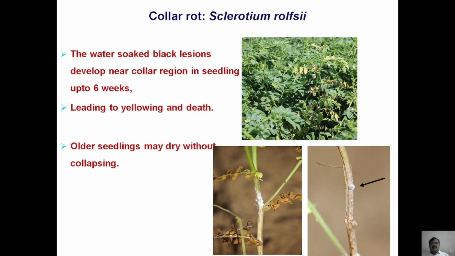Next important disease is collar rot, which is caused by Sclerotium rolfsii. So the name itself indicates it, collar rot. It produces water-soaked black lesions near the collar region, just above the ground level, on the seedlings up to 6 weeks. So infection at the basal portion leads to yellowing and death of seedlings. The older seedlings after infection turn dark, dried without collapsing, and also produce profuse white mycelial growth, besides producing sclerotia.